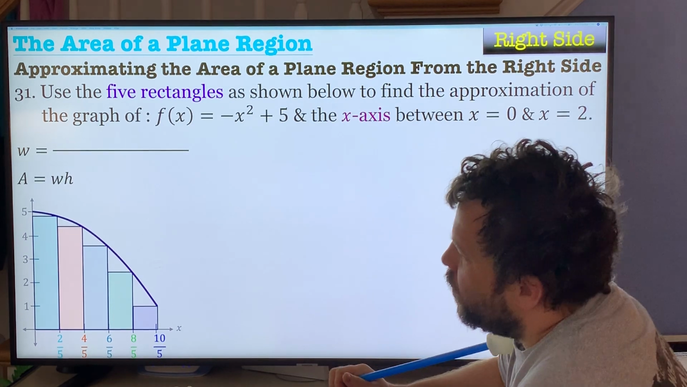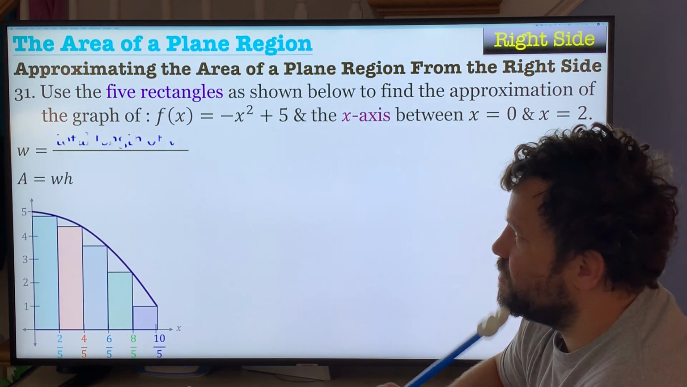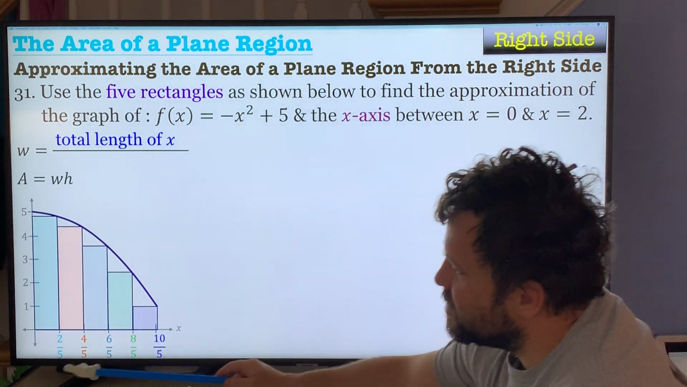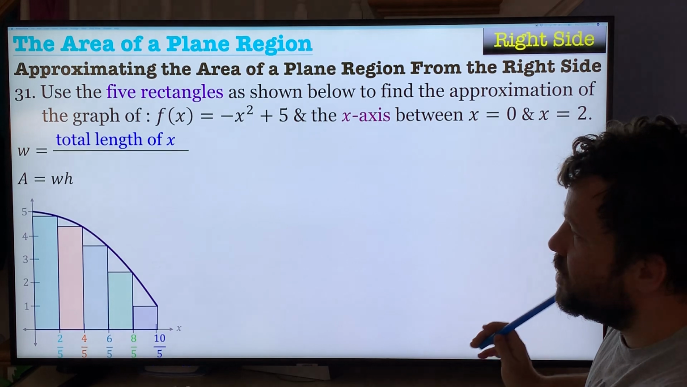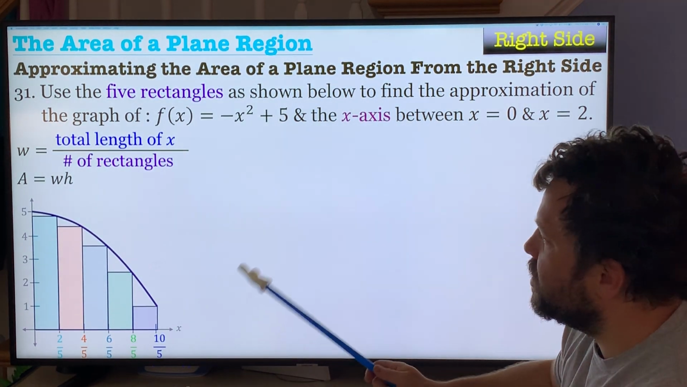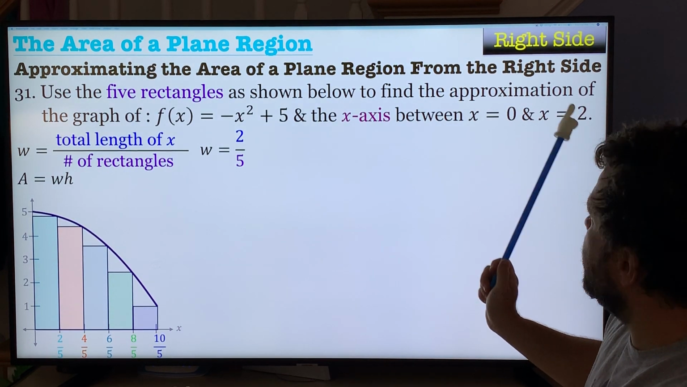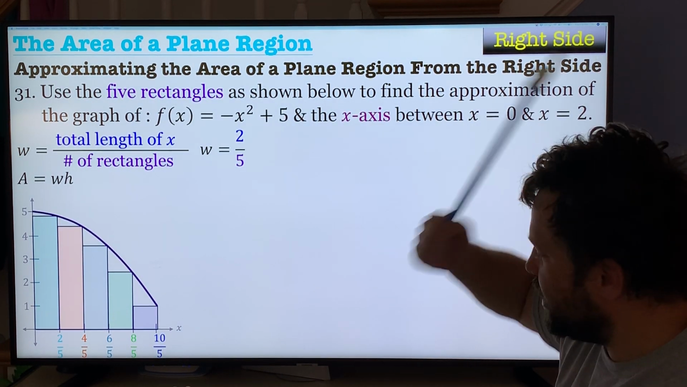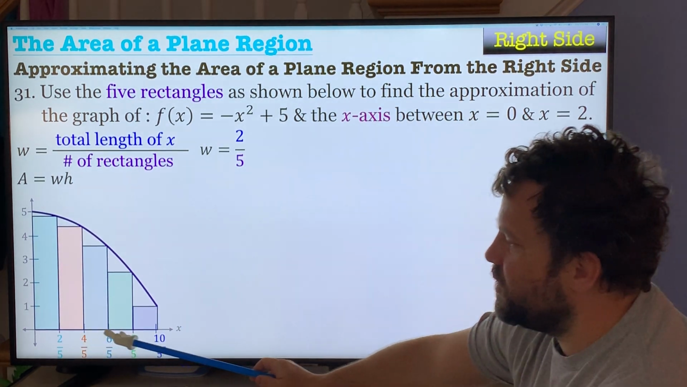So what is the width of my rectangles? You have the total length of x, from 0 to 2, which is 2, divided by the number of rectangles. So my total width here is 2, and my total rectangles is 5. That's how I get 2 fifths, my 4 fifths, my 6 fifths. I just keep on adding 2 fifths to all these.